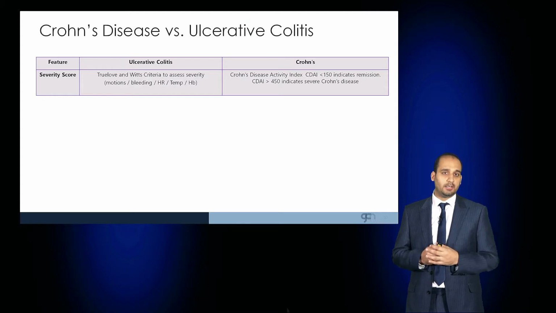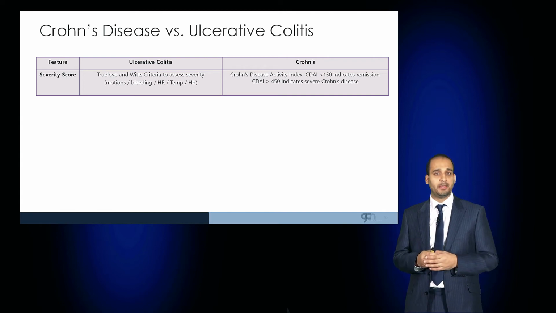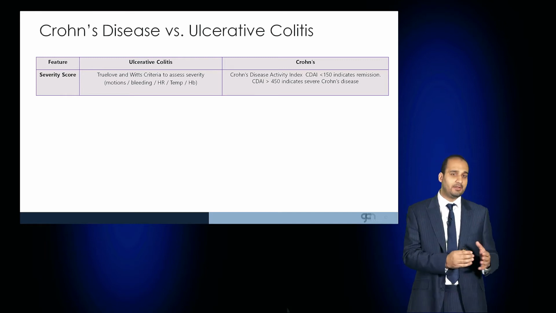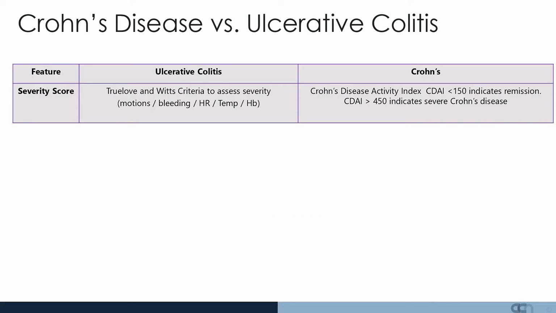We score ulcerative colitis and Crohn's disease using various criteria. For ulcerative colitis, we use the Truelove and Witts criteria to assess the severity of disease, which helps determine the degree of management for the patient. Crohn's disease activity can be monitored using the CDAI, or the Crohn's Disease Activity Index, and a CDAI of less than 150 indicates remission, whereas a CDAI of over 450 indicates severe Crohn's disease.